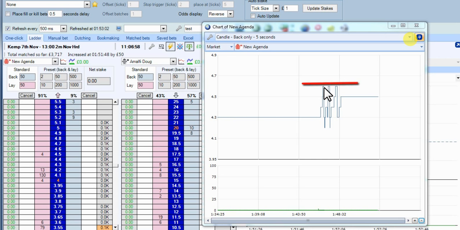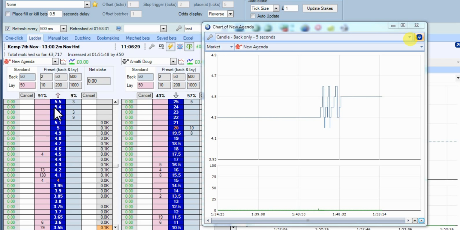So at this stage, what I would be doing and what you should be doing is watching the lay liquidity. And as soon as it starts to reduce and starts to be forced down, that's when you place your back bet. And then you're actually riding the price down. So if, for example, it's at 4.5 there, let's say it reached 4.4, and then it reached 4.5, and then it reached 4.6, which it did.